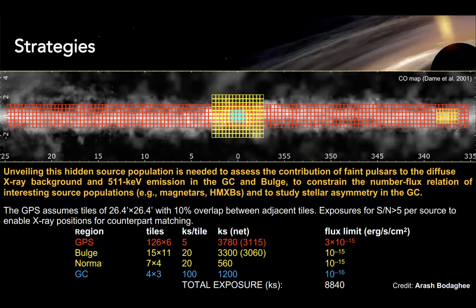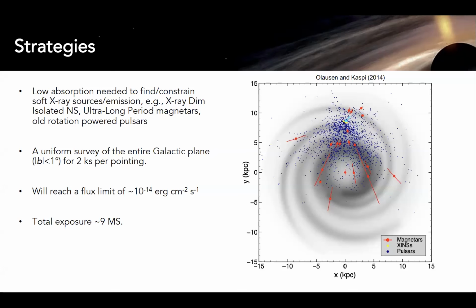And it will also allow us to study the number-flux relations for the source populations, including magnetars and high mass X-ray binaries. A possible second galactic plane survey will focus on uniformly sampling the whole galactic inner plane, with 2 kilosecond pointings reaching a flux limit of 10 to the minus 14 ergs per second per centimeter squared. This survey will try to accomplish similar objectives to the previous one, but shallower.